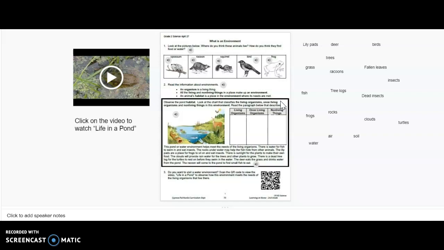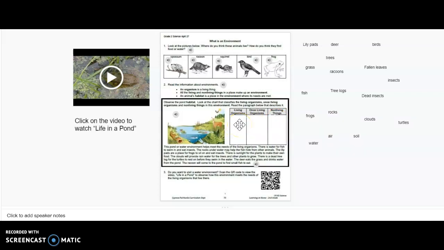Once you're done, in order to complete this page, you have to exit the present mode and go into the editing mode. I want you to look over here on the right side where there are words I've already typed up for you. All you have to do is think about where each word belongs. There are 3 columns here that need to be filled in.